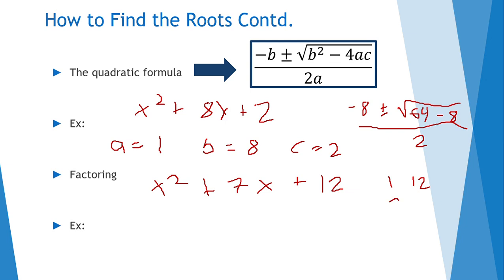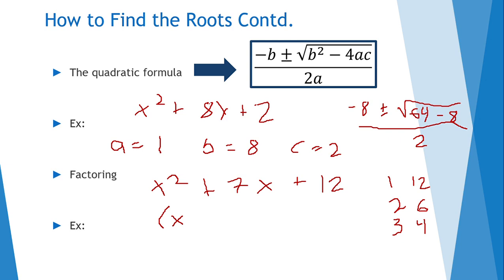So let's try a different combination. My next one is, let's say, 2 and 6. If I add them together, I get 8. We're getting closer, but that's not exactly right. So let's try our third combination. Let's try 3 and 4. So 3 and 4 do add up to be 7, so we know that those two are our magic numbers.